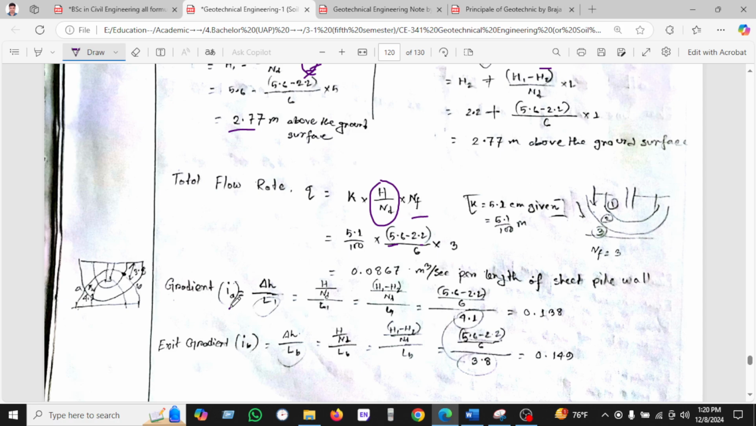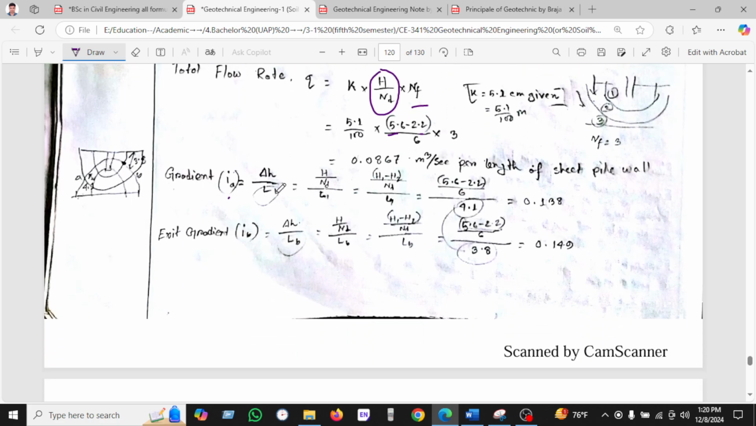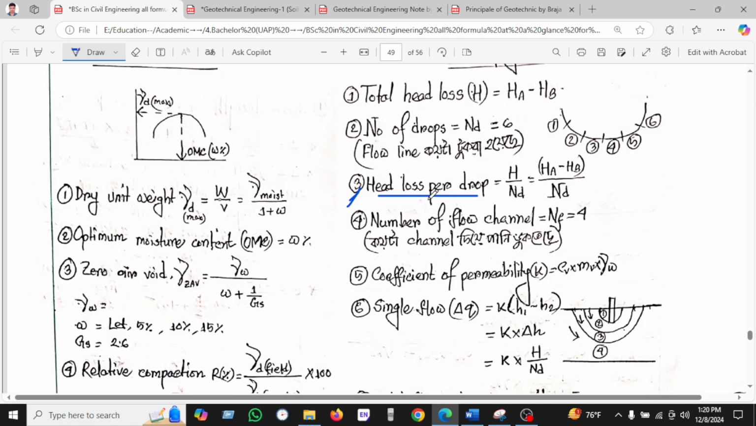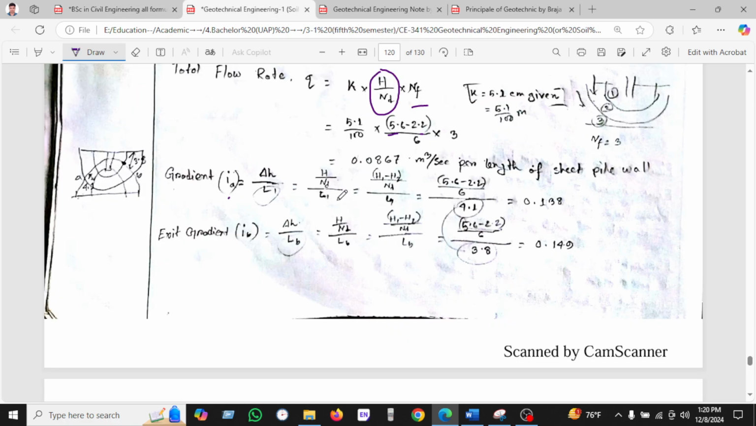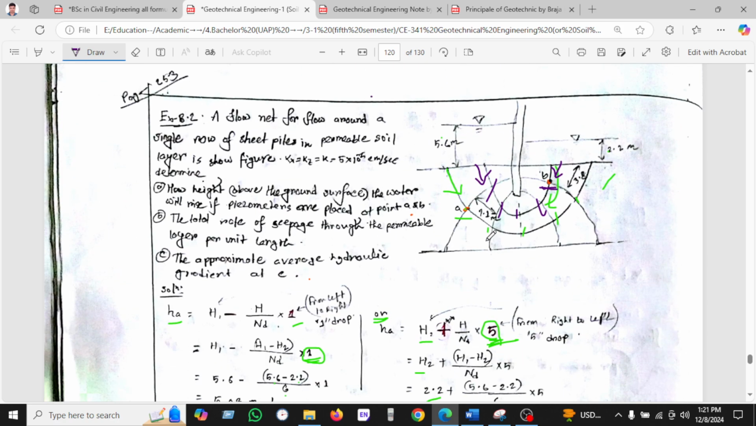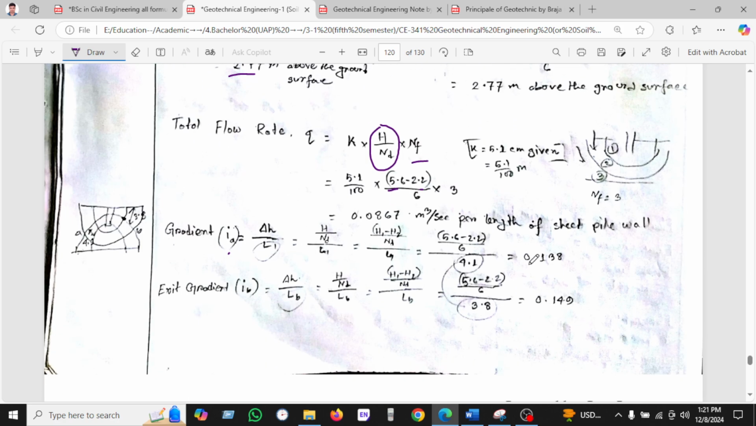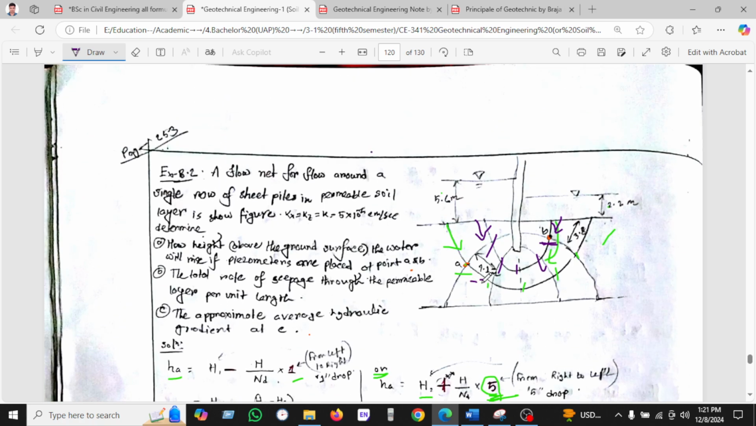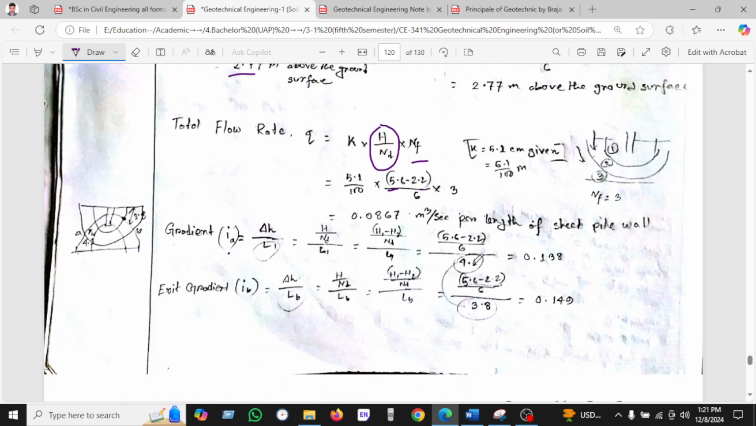And gradient at A, we are calculating the gradient at point A. So it will be ΔH divided by L, where ΔH is H divided by ND, which is the head loss per drop. So head loss per drop is (H1 minus H2) into ND divided by L. L is given in figure 4.1, and that's why you will use 4.9 and found 0.13 in exit.